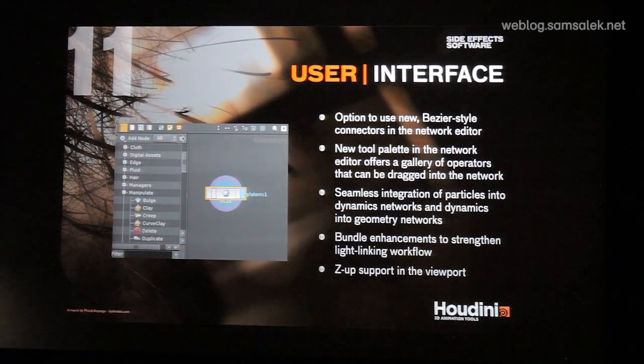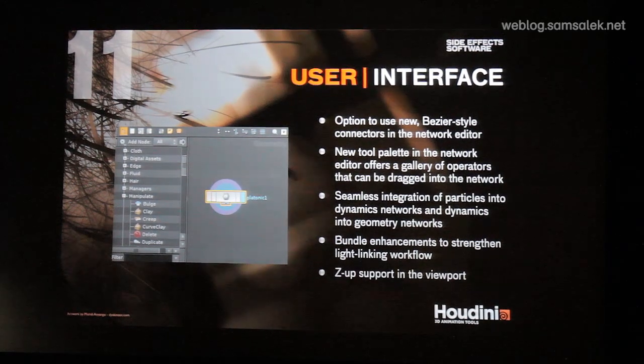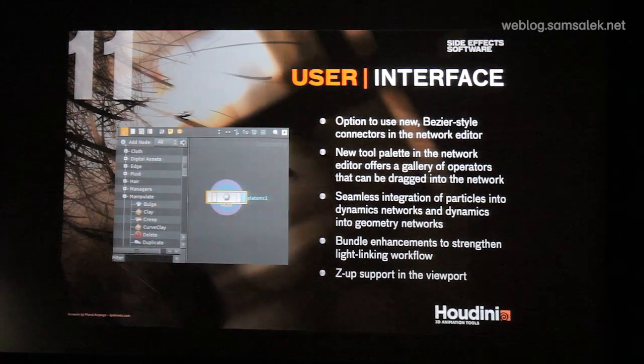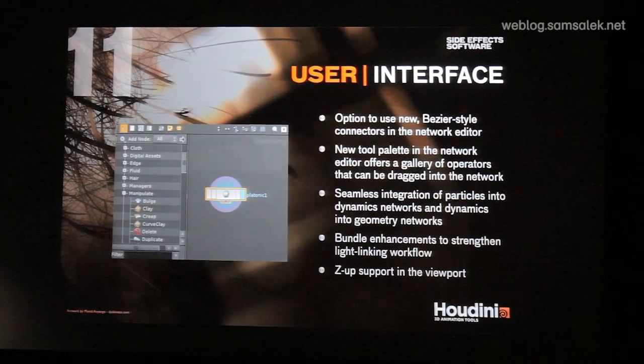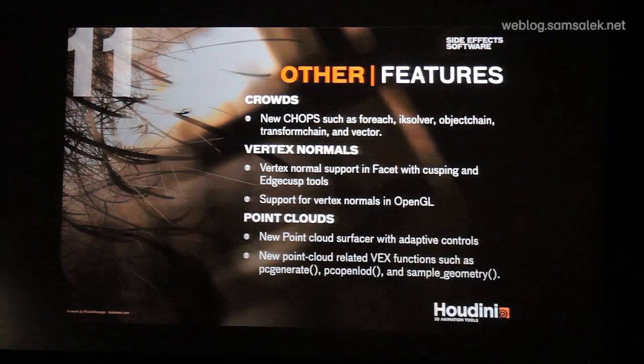Basically what that means is you can use the gallery tool palette in any network and you can actually search. You see the filter at the bottom. You can actually type in a search string now. So for instance, if you type in volume in there in SOPs, you'll get all the SOPs that relate to volume.